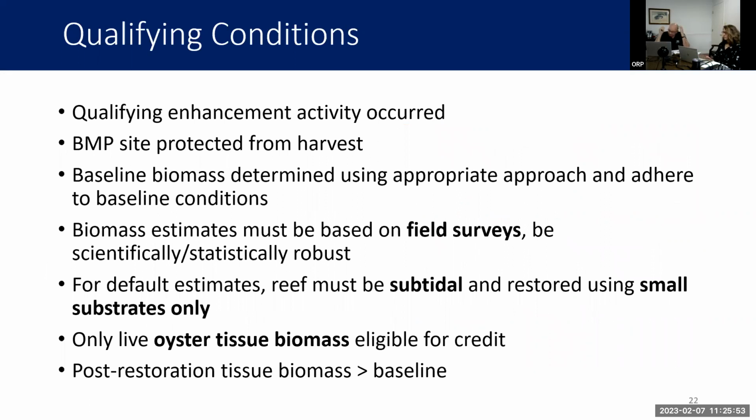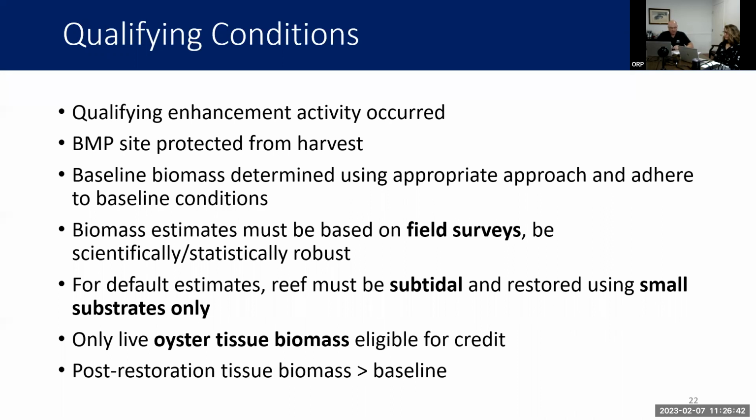So what do we need to have in place to think about quantifying and using denitrification from a management sense? Number one, it has to be a qualifying enhancement activity. You can't just not harvest oysters that are there. We require some activity of placing oysters into the environment or placing shell, as they do in Virginia, to allow a better set of oysters onto the bottom. It has to be non-harvest sites. Baseline biomass determined by an appropriate measure. Basically, you could measure prior to restoration, or you could find control areas that are equivalent sites where you can measure what was occurring, the equivalent before restoration.